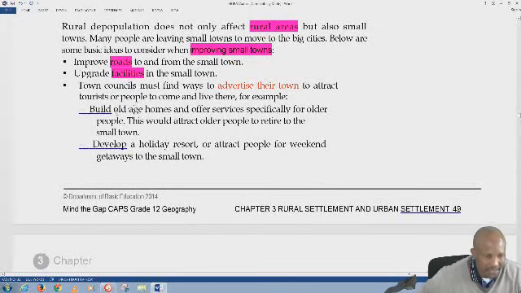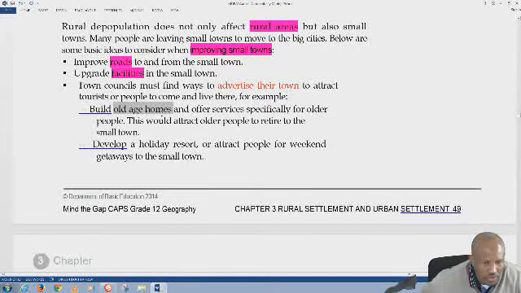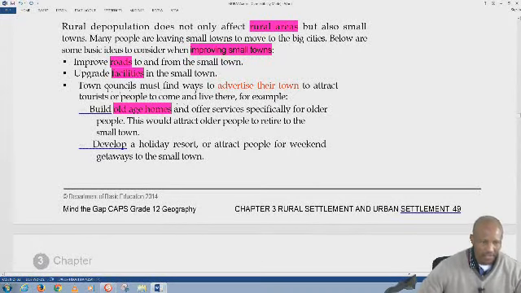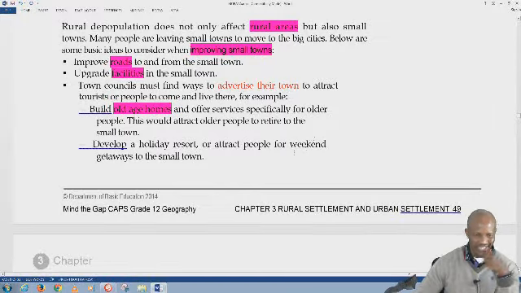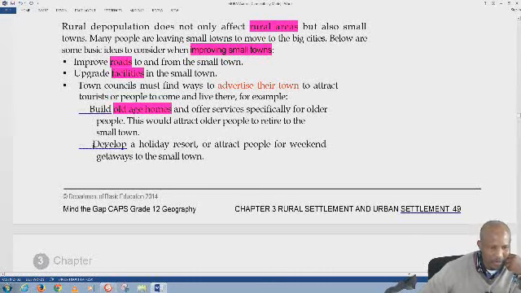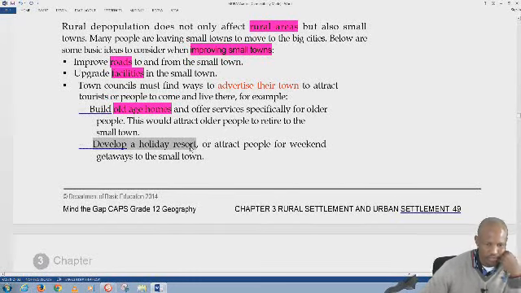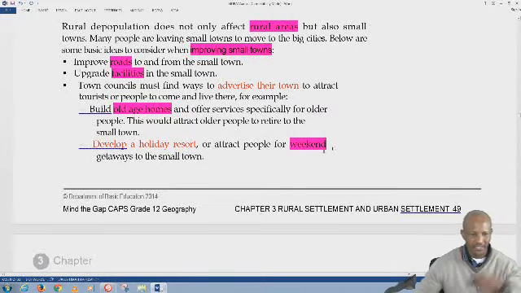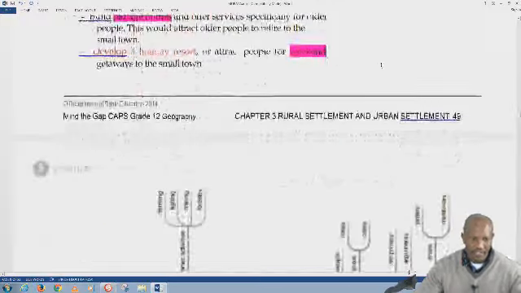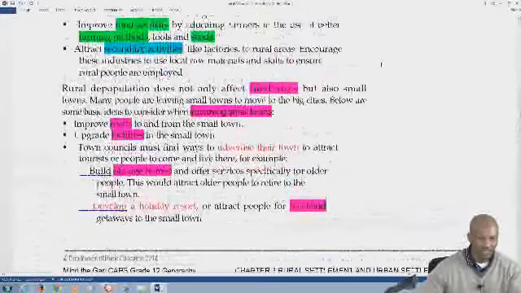And then build old age homes. When you attract what? Tourists. You must advertise the town or attract people to come and live there. And then build old age homes for services, especially for retired people. Develop what? A holiday resort. And what will be the duty of that? To attract people for what? For weekends in those areas. They must go and chill there so that they enjoy themselves.